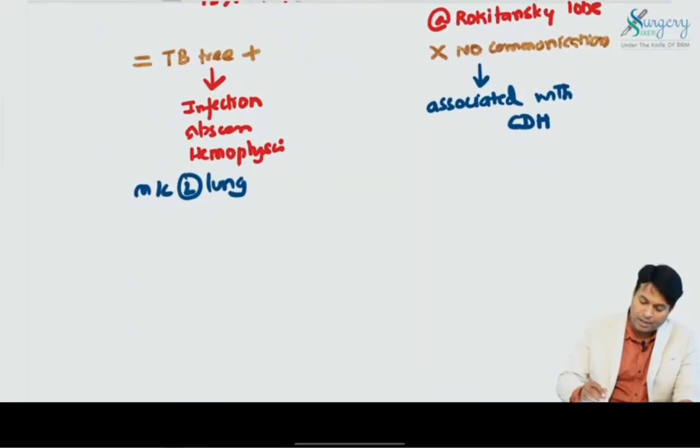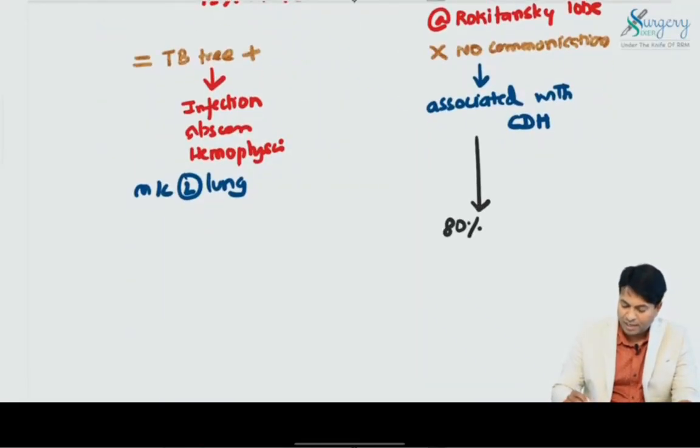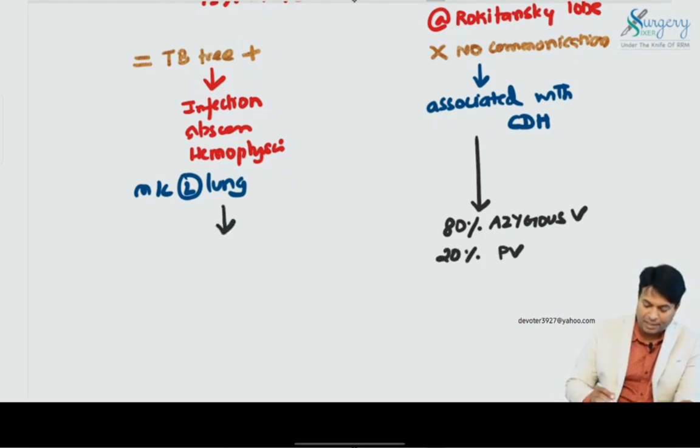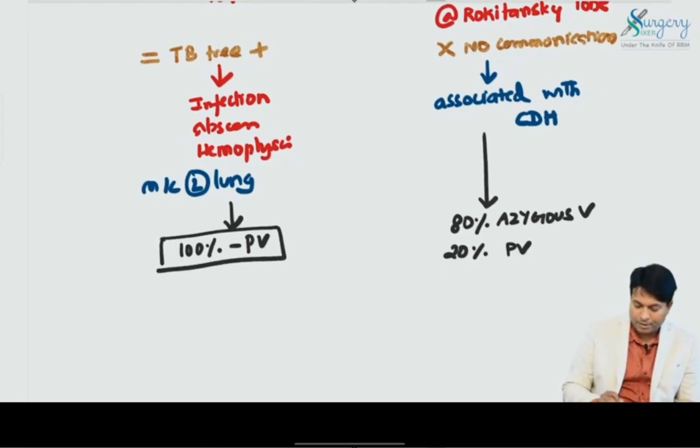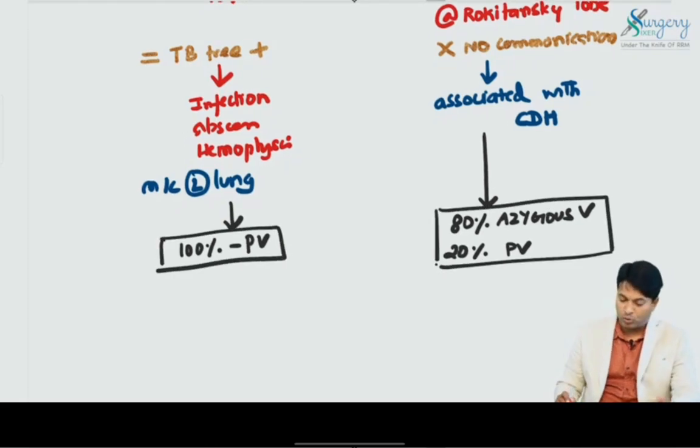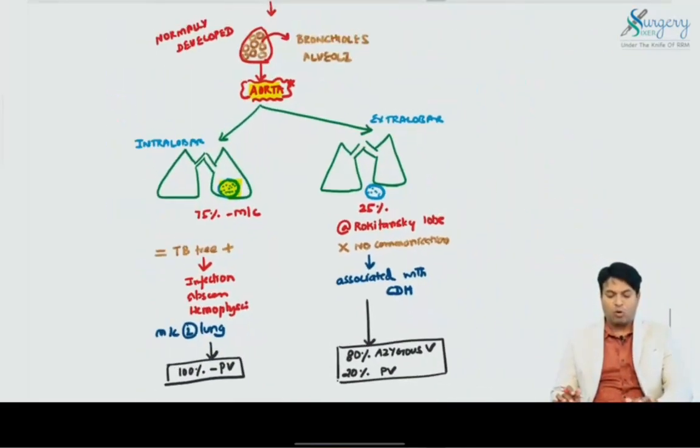And where are they going to drain? Extralobar sequestration drains 80% of the time into the azygous vein and 20% into the pulmonary vein, whereas intralobar sequestration 100% drains into the pulmonary vein. Please don't forget these two sequestrations, intralobar and extralobar.